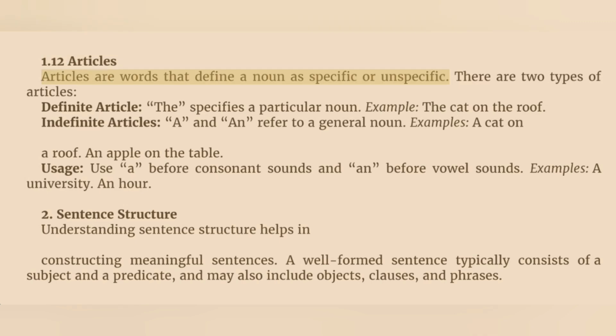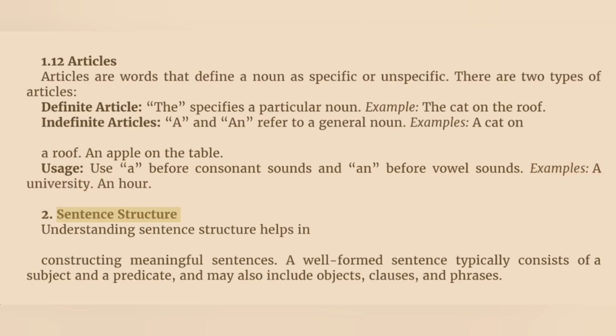1.12 Articles. Articles are words that define a noun as specific or unspecific. There are two types of articles. Definite article. The specifies a particular noun. Example: the cat on the roof. Indefinite articles. A and an refer to a general noun. Examples: a cat on a roof, an apple on the table. Usage: use a before consonant sounds and an before vowel sounds. Examples: a university, an hour.